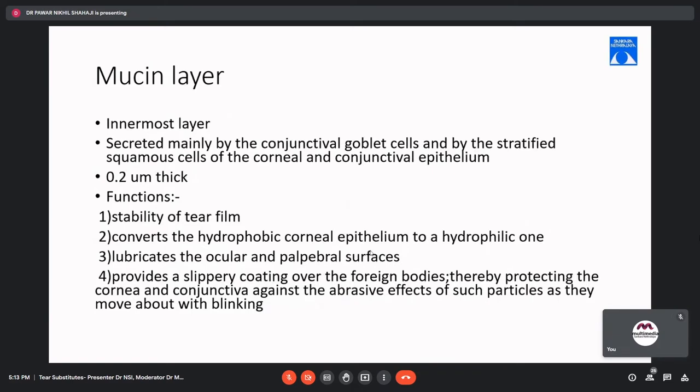The mucin layer is the innermost layer, secreted mainly by the conjunctival goblet cells and by the stratified squamous cells of the corneal and conjunctival epithelium, 0.2 micrometer thick. It provides stability to the tear film, converts the hydrophobic corneal epithelium to a hydrophilic one, lubricates the ocular and palpebral surfaces, and provides a slippery coating over foreign bodies, thereby protecting the cornea and conjunctiva against the abrasive effects of such particles as they move about with blinking.